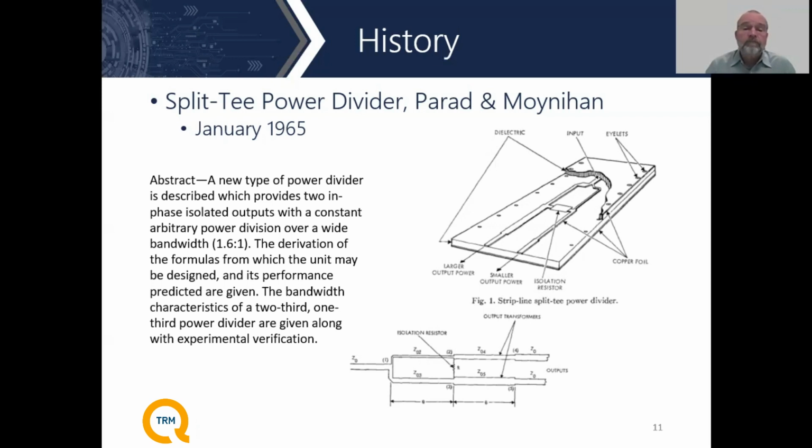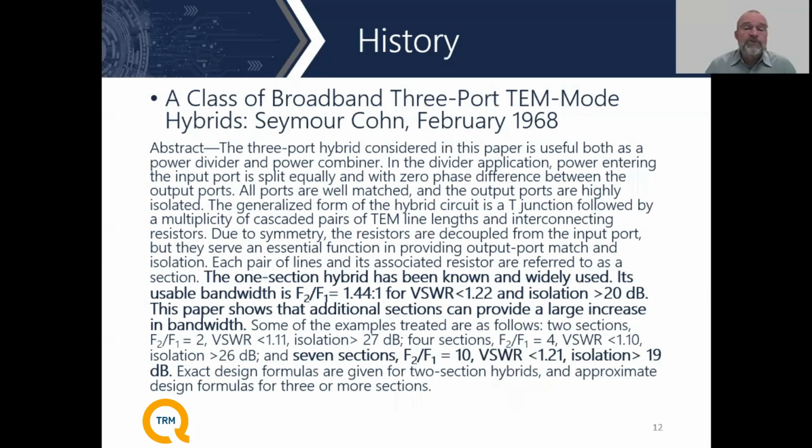Now, is there still another variation to come? Yes, and this is actually the most important variation as far as I'm concerned. I almost think that we should call the Wilkinson Power Divider the Cohn Power Divider based on this paper. What Seymour Cohn did here in February 1968, so this is 2 years after the previous paper, was supply a full mathematical background for building a multi-octave sort of divider. This is the same kind of configuration that we currently use.